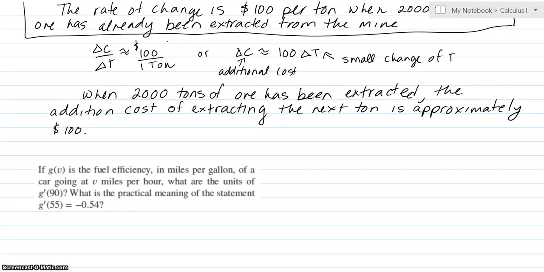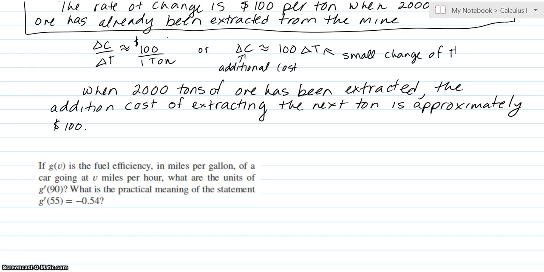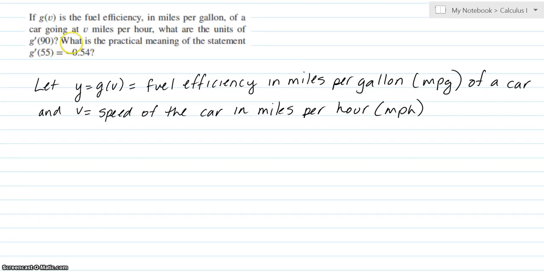So first I would like to get a hold of what are the units. Let's take care of that first. To use my new notation, I'm going to let Y equal G of V. And G of V is, again, the fuel efficiency in miles per gallon. I'm going to call that MPG for short, of a car. And V is the speed of the car in miles per hour, and I'm going to call that MPH. So what is G prime of 90? Using the new notation, dy dx, so be dy dv, again, at v equals 90. So that means at 90 miles per hour.